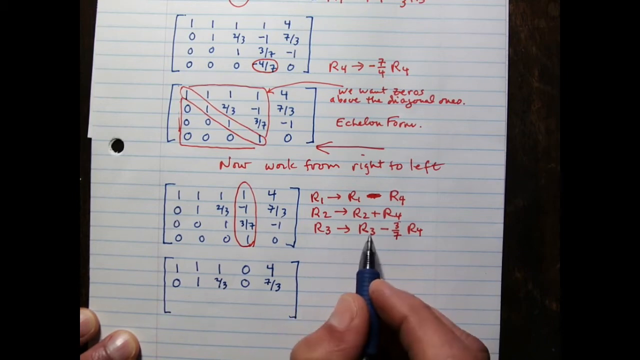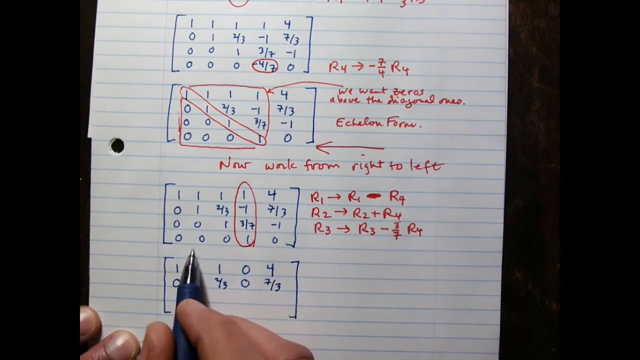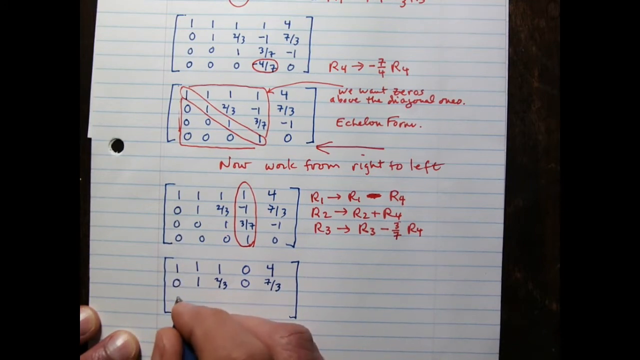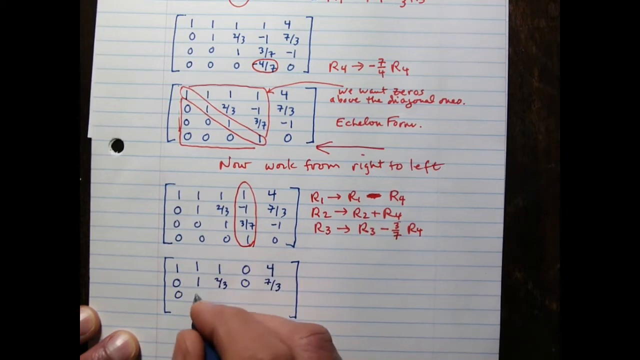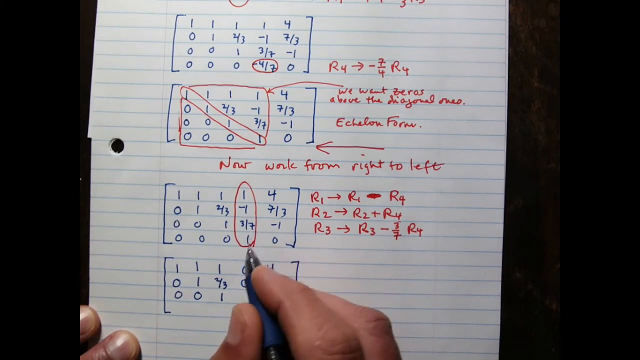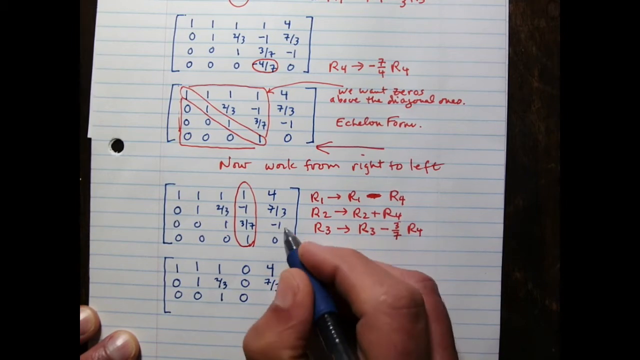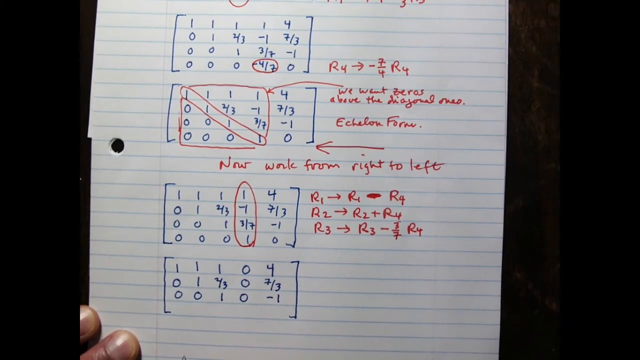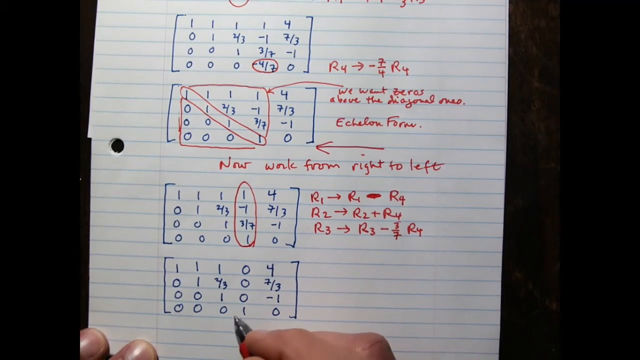Now, row 3, I'm going to replace with row 3 minus 3/7 row 4. So I have 0 minus 3/7 times 0 is 0. 0 minus 3/7 times 0 is 0. 1 minus 3/7 times 0 is 1. 3/7 minus 3/7 times 1 is 3/7 minus 3/7 is 0. And negative 1 minus 3/7 times 0 is negative 1. So that stays the same. And I have 0, 0, 0, 1, 0 staying the same in my fourth row.